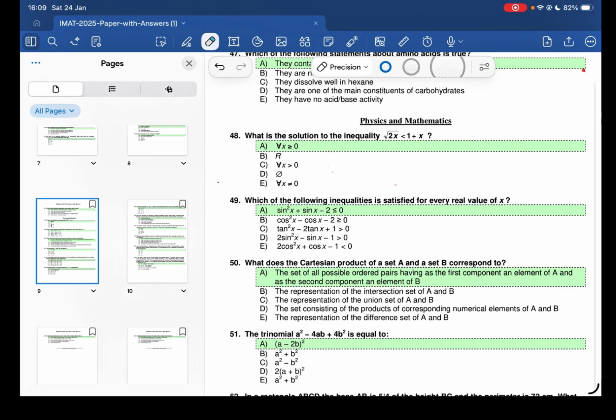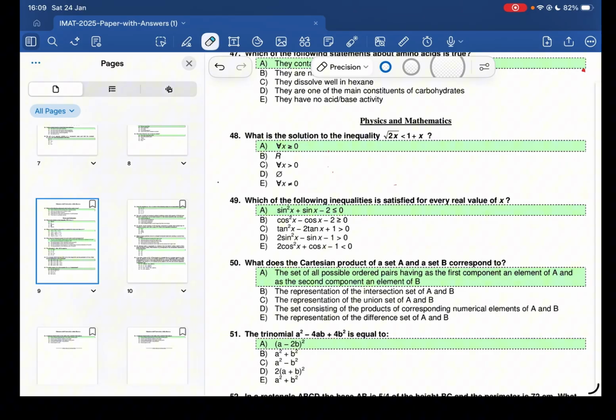So students who try IMAT this year, make sure that you are very clear with your fundamentals, the basics. If you are clear with your basics, it would be very easy for you to approach very difficult questions as well. So let's dive into this.